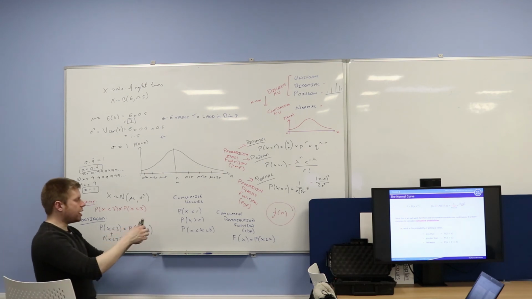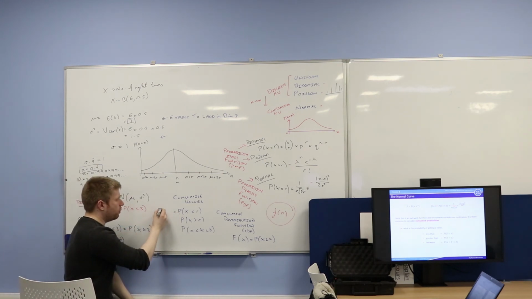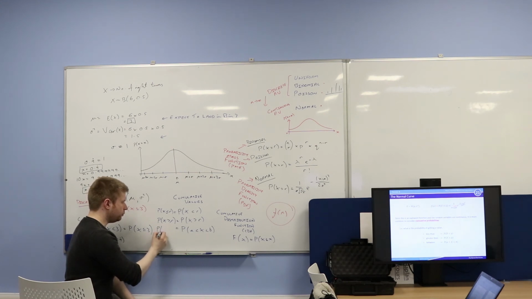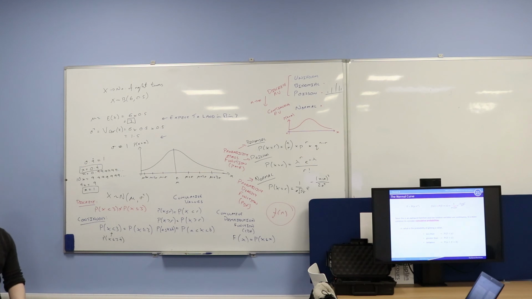So in actual fact over here, I can adapt this. This is the probability that x is less than or equal to r, and this is the probability that x is greater than or equal to r. And same thing here. So it doesn't matter whether you include it anymore for continuous. Is that okay with everyone?